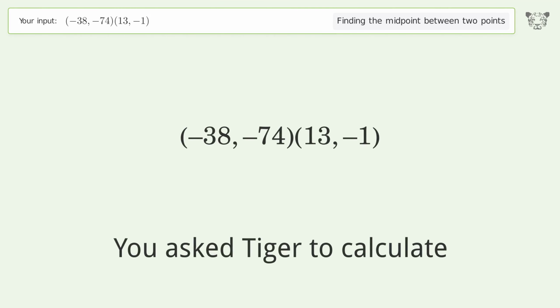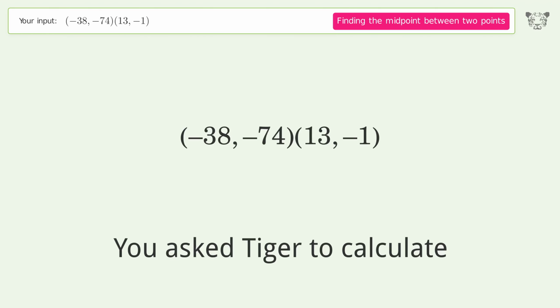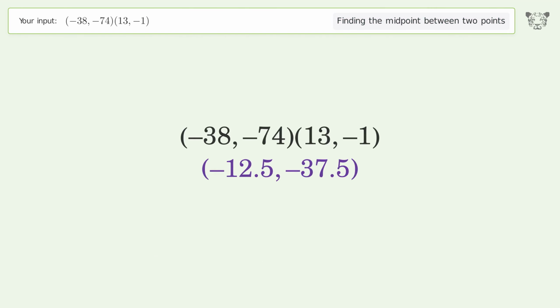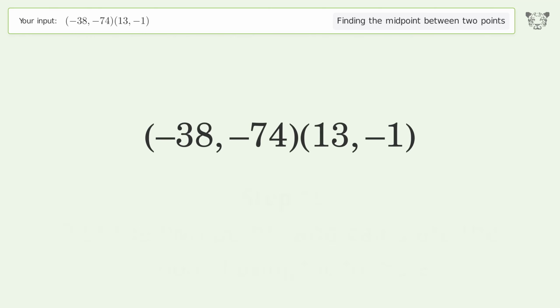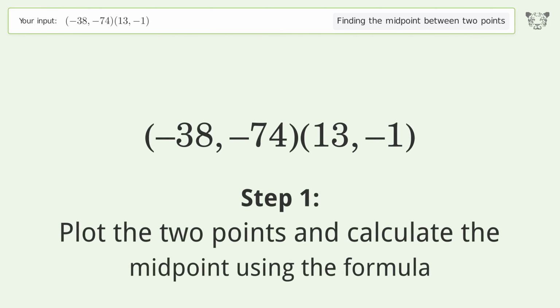You ask Tiger to calculate. This deals with finding the midpoint between 2 points. The midpoint between the 2 points is negative 12.5, negative 37.5. Let's solve it step by step. Plot the 2 points and calculate the midpoint using the formula.